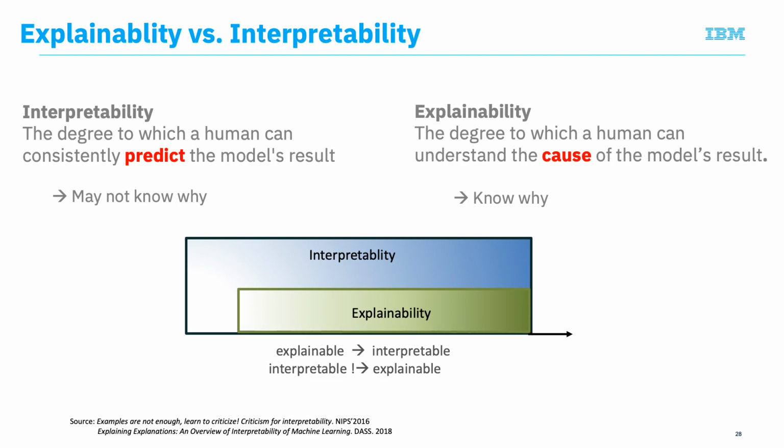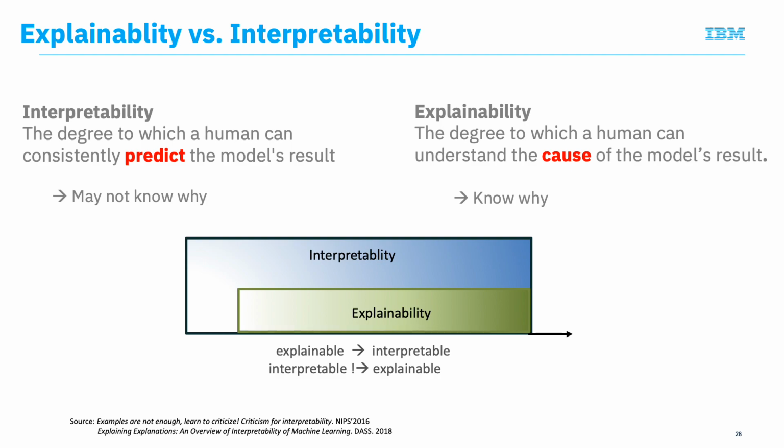In the literature, the term interpretability is often used interchangeably with explainability. In this tutorial, we make the following distinction between the two terms. Interpretability refers to the degree to which a human can consistently predict the model's result. The prediction may be made without truly understanding why. Explainability refers to the degree to which a human can understand the cause of the model's results. The understanding needs to be based on knowing why. As a result, explainable models are interpretable, but the reverse is not always true.